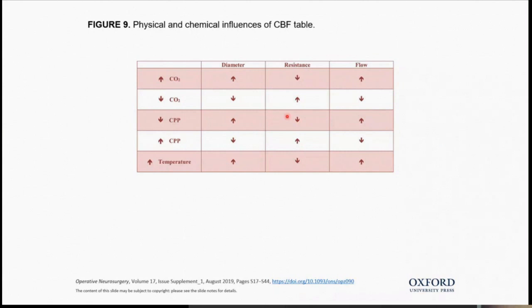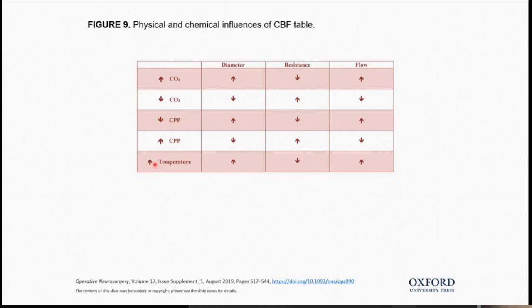So don't worry about this table, it is easy, okay? If you remember that CO2 elevation and decrease in CO2 level are opposite to each other, okay? So increasing the CO2 will increase the diameters. This will decrease the resistance, and thus the flow will increase. If cerebral perfusion pressure decreases, this means that the diameter of the blood vessels has increased, the resistance will decrease, and thus the flow will increase.